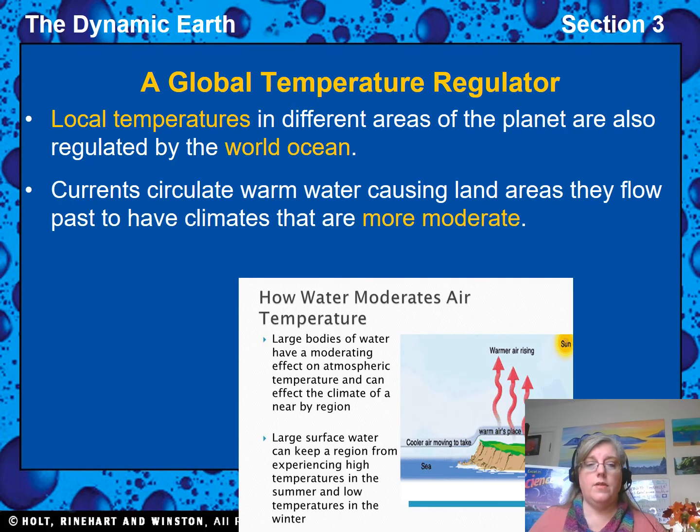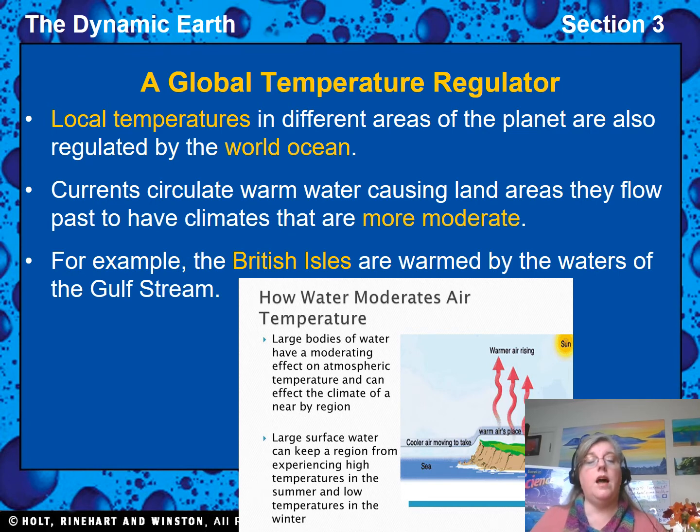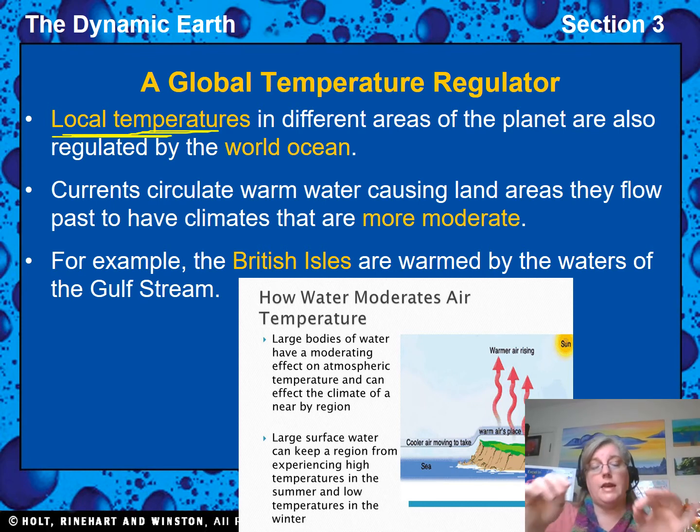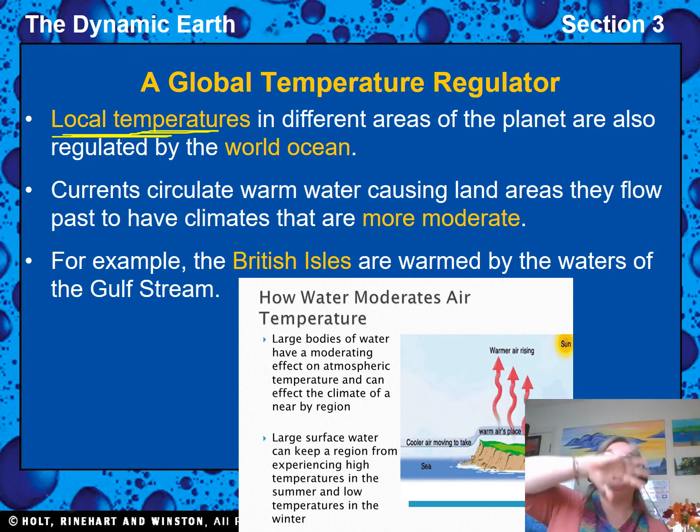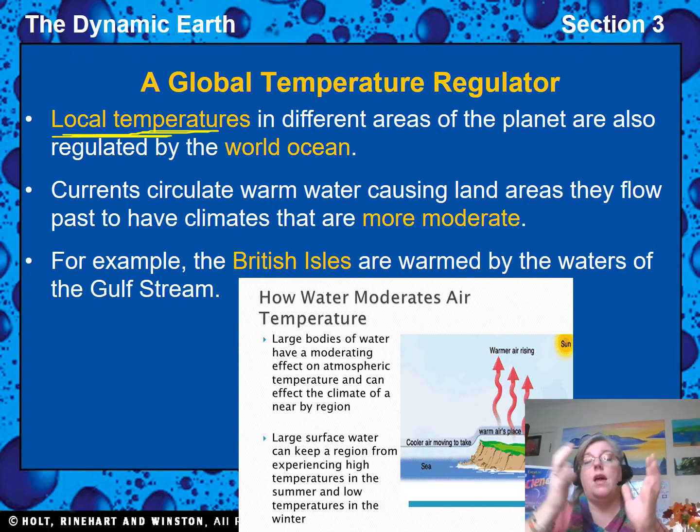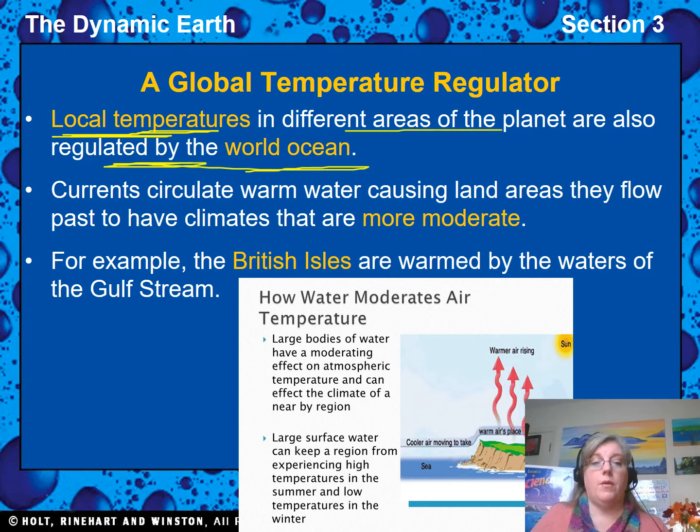All right, here's another way that it shows not just globally, but in local areas. The local temperatures are also affected. If you live right near the ocean, first off, the ocean is going to change the temperature of the whole world. That's what I was just saying a second ago. Now we can think about the individual places around the world, which are also regulated by the world ocean.